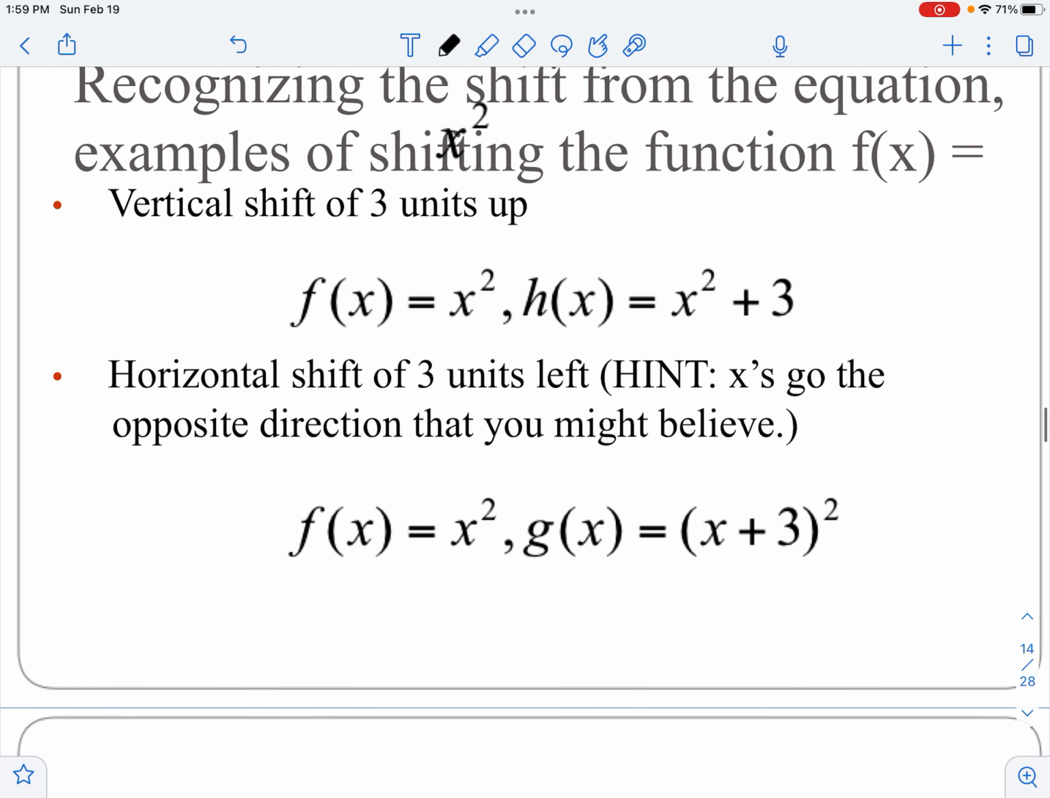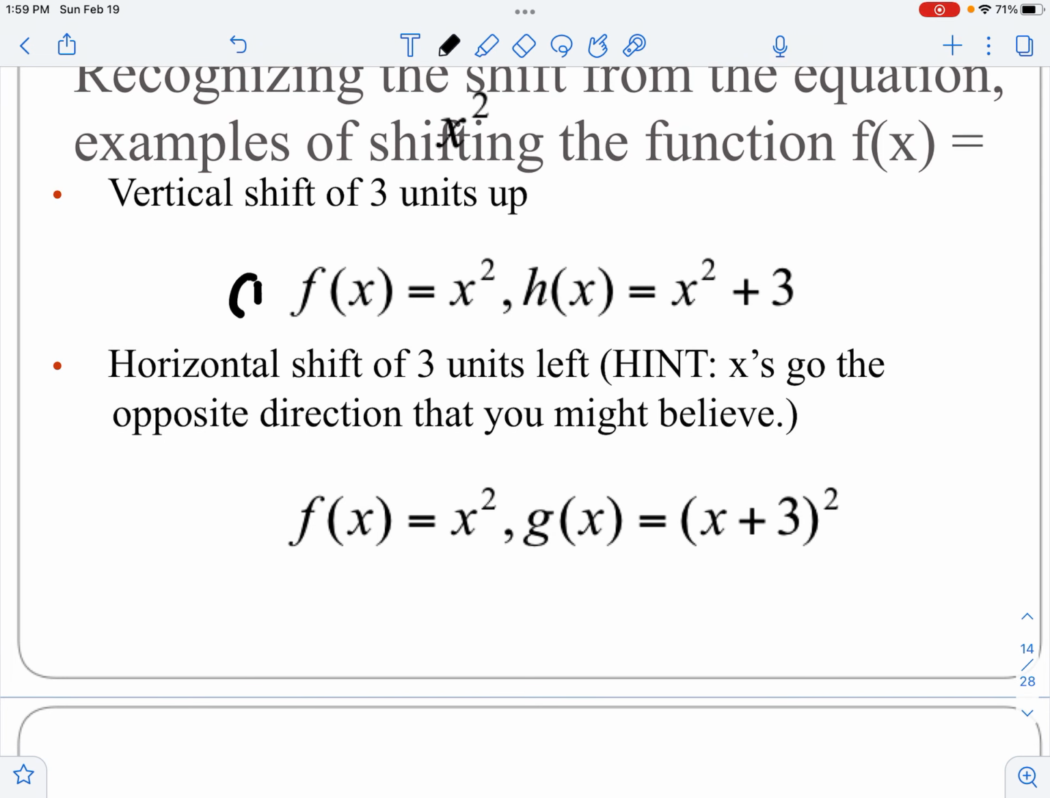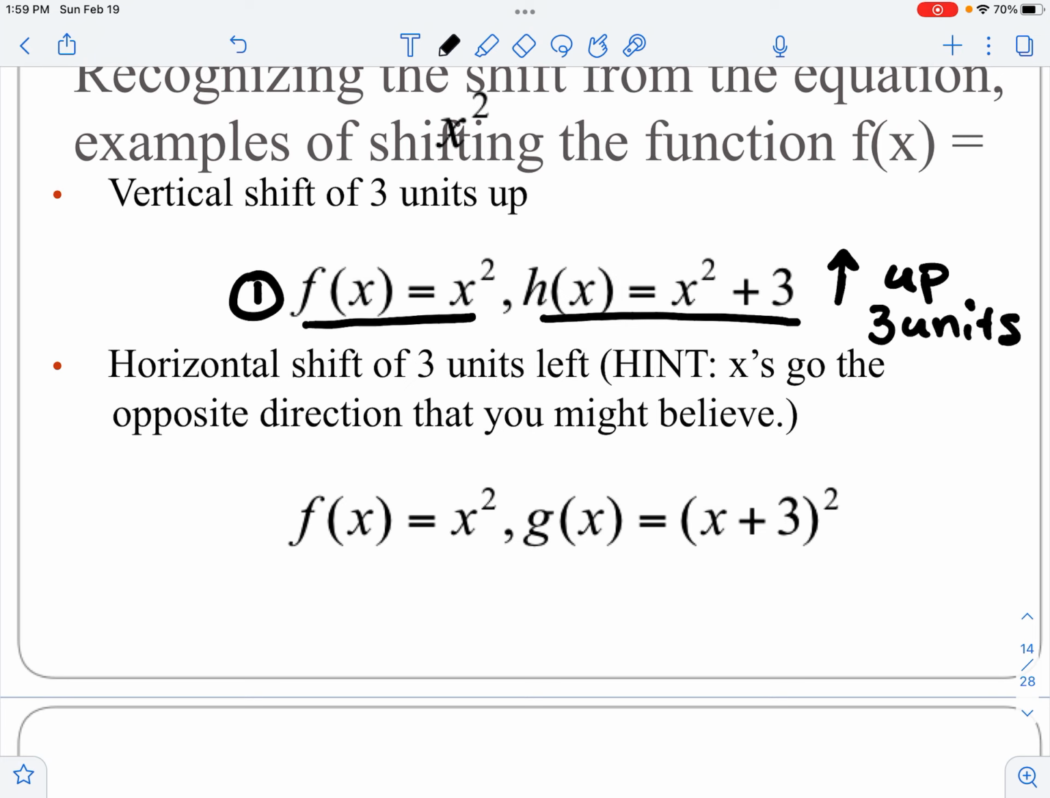All right, so this example, so this is my original function, f of x is equal to x squared, and then h of x equals x squared plus 3. This plus 3 represents our function being moved up 3 units. Okay, that's why we say this is a vertical shift up 3 units. Okay, a horizontal shift goes opposite because the inside lies right here. So inside the parentheses, this plus 3 is actually going to go to the left 3 units. So that means that we're moving the graph of x squared to the left 3 units.